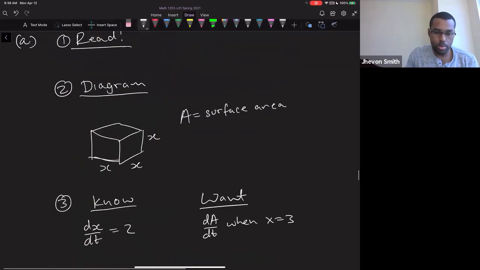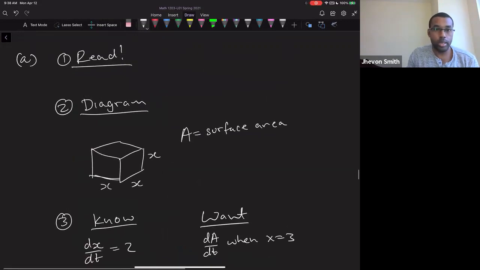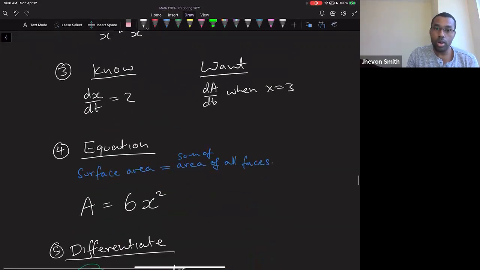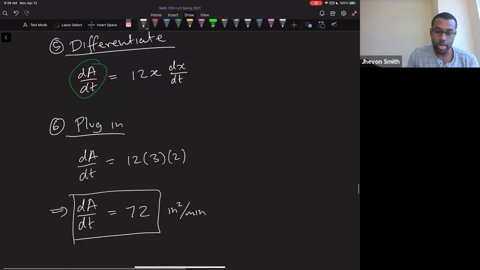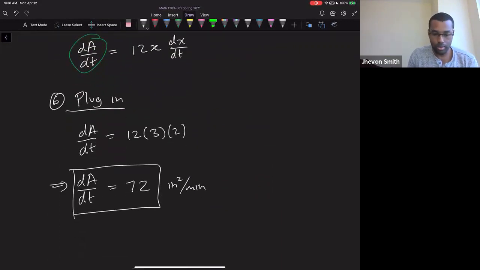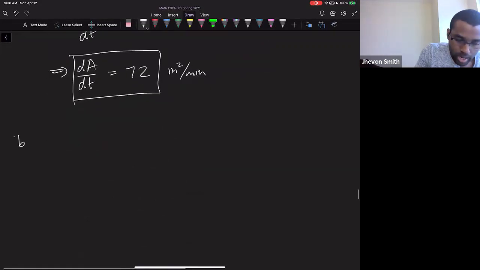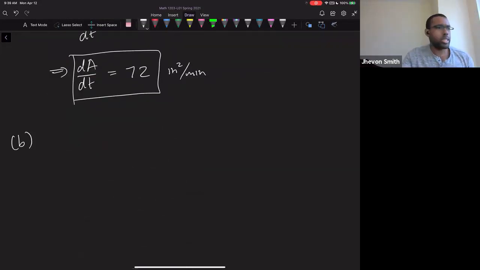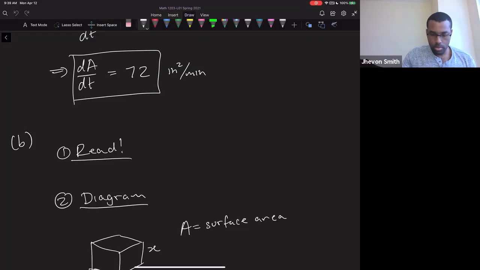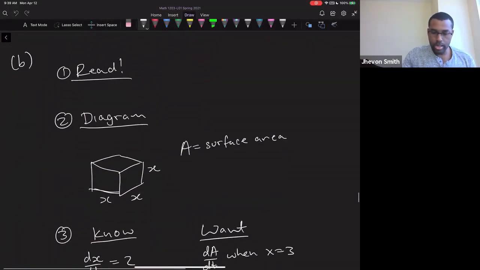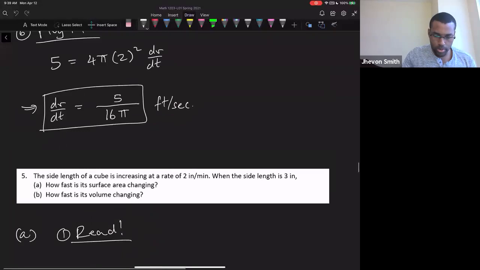Okay. So there's another problem. Again, the 6-step process. Read, diagram, what you know, what you want to find, equation, differentiate, plug in. Always the same thing. For B, well, B starts out pretty much the same way as A, actually. So the first 3 steps are going to be very, very similar. Okay, so we're going to read. That's our diagram. In this case, we don't care about surface area, we care about volume.